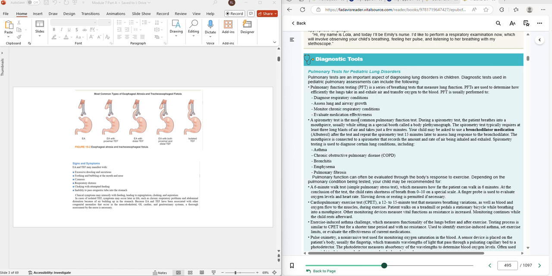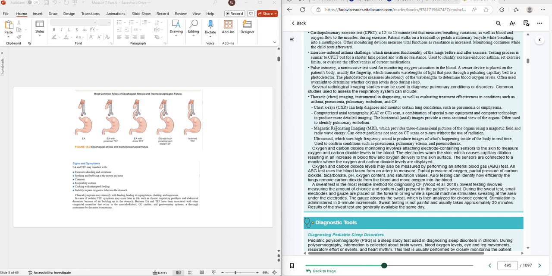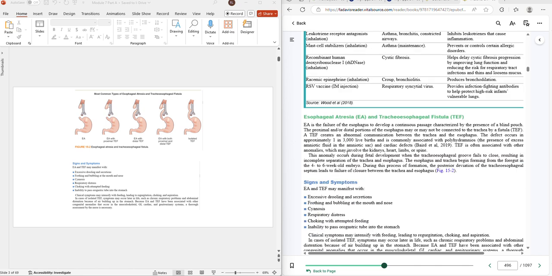Diagnostic tools, of course, we have pulmonary function testing, ABGs. So just make sure you read through this section. Chest x-rays, of course, CT scans, MRIs, ultrasounds, and these are all used to confirm different diagnoses, such as pulmonary edema, pneumothorax, even pneumonia, amongst other things. There are medication listed on page 496 and 497. Just read through those.